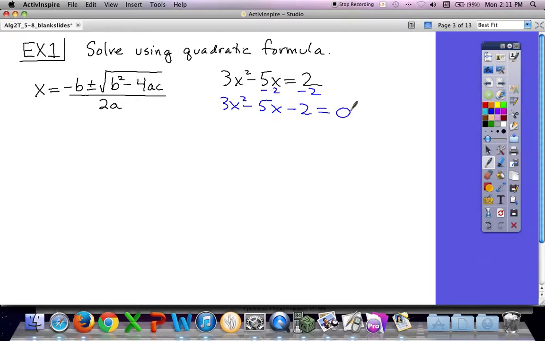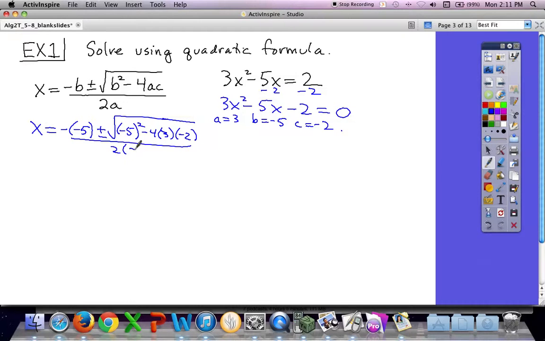Okay, now is that in the right form? Okay, what are the values of A, B, and C? A is 3, B is negative 5, C is negative 2. So that's what you're going to plug into this formula. X equals negative 5 plus or minus the square root of negative 5 squared minus 4 times 3 times negative 2, all over 2 times 3.